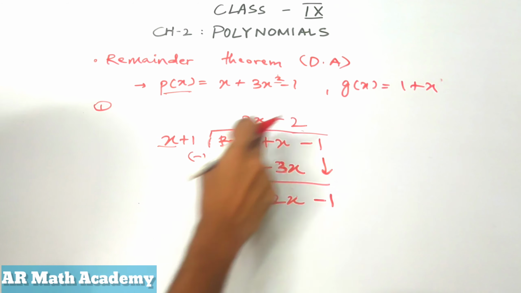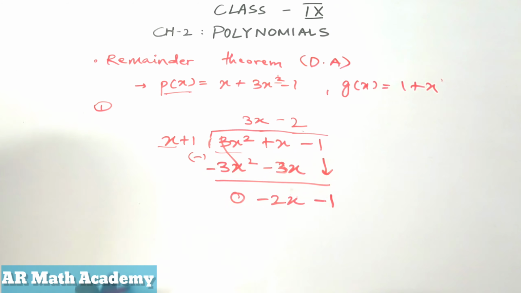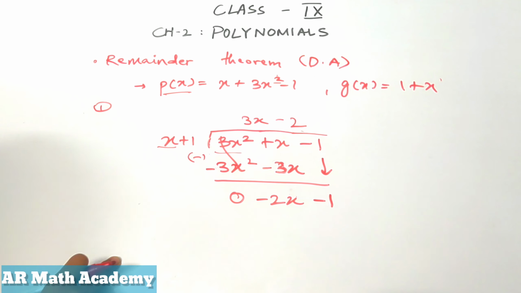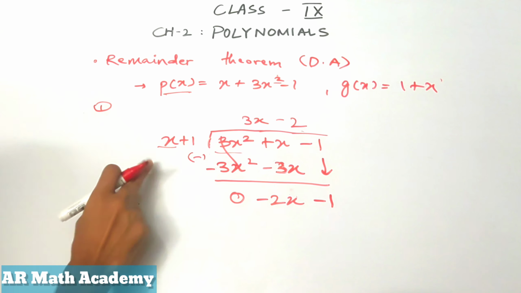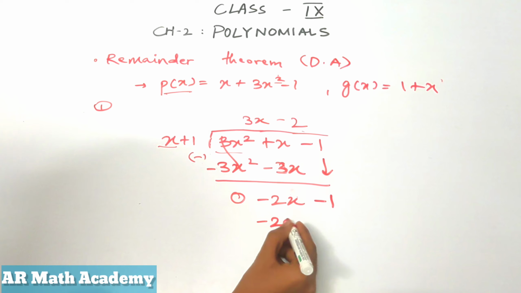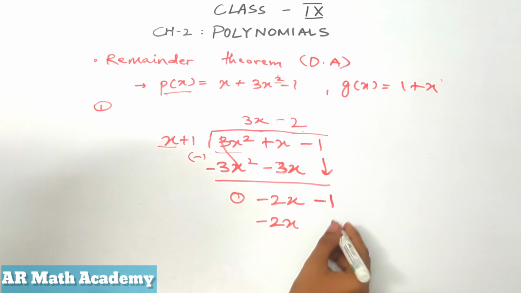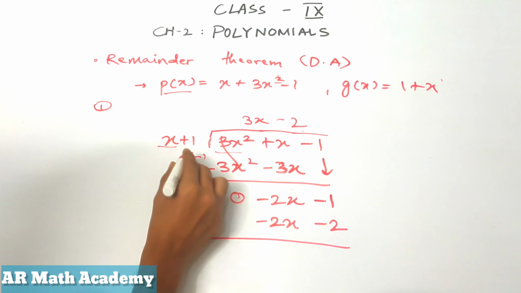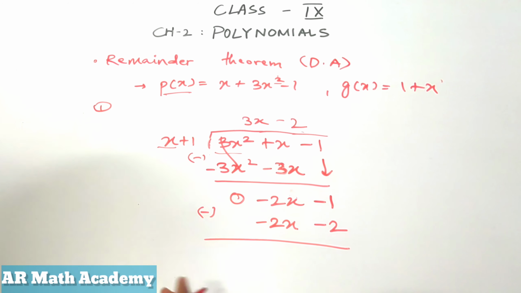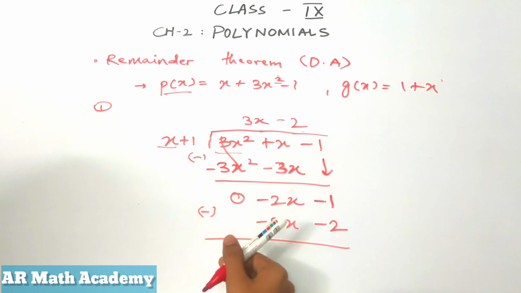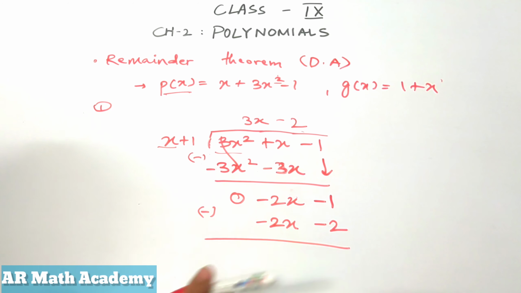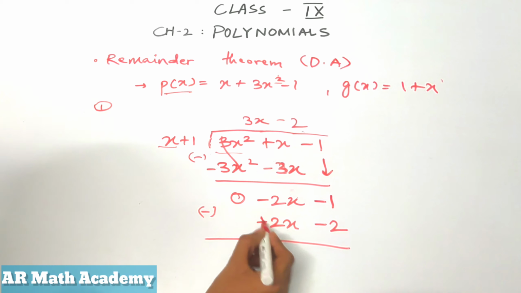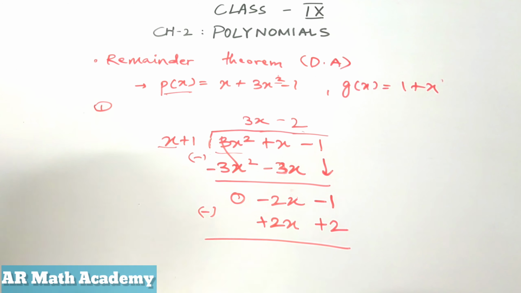Multiply it with this term now. So multiply it with minus 2. First you multiply it with 3x, right? Now multiply it with minus 2. So x times minus 2 will give us minus 2x, and 1 times minus 2 will give us minus 2. So now what you do is simply put a negative sign over here because you are subtracting these two expressions. Now flip the signs of these. So it is minus, so flip it to plus, minus, plus.